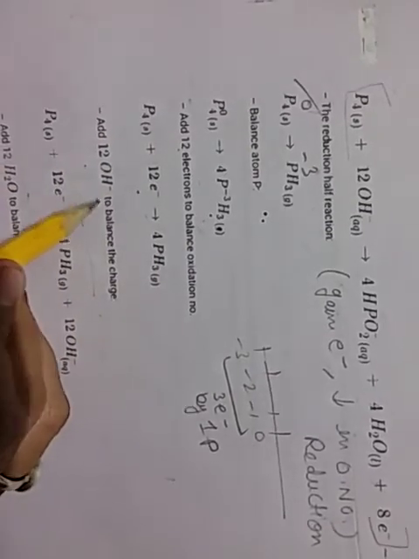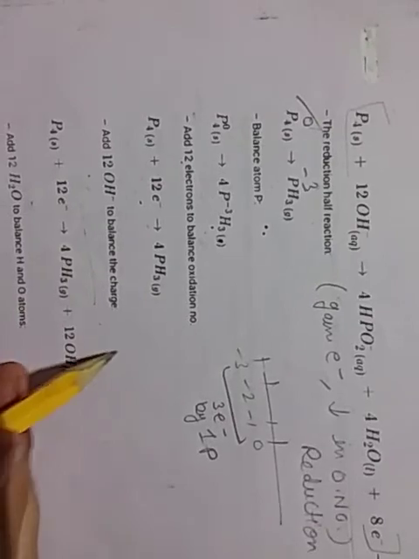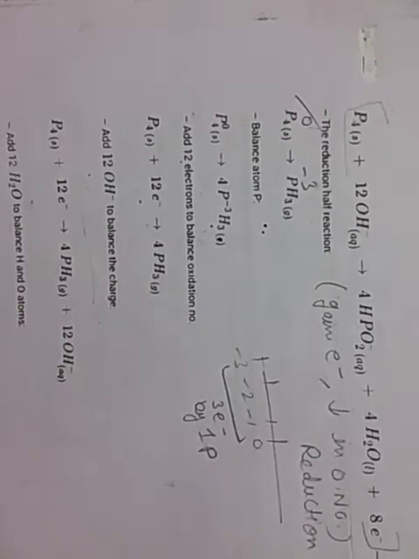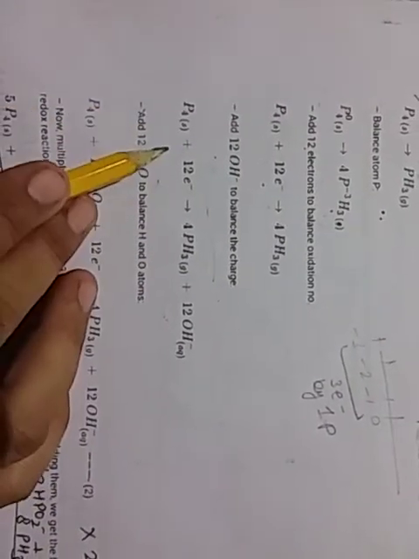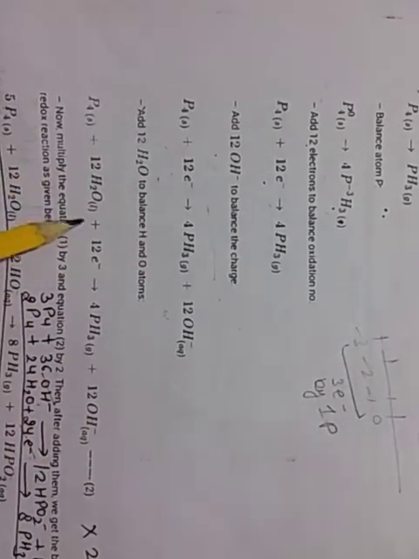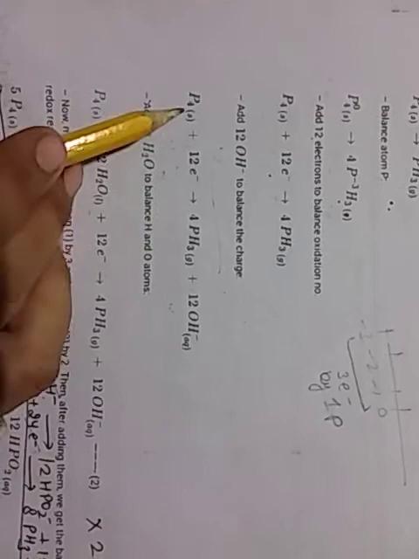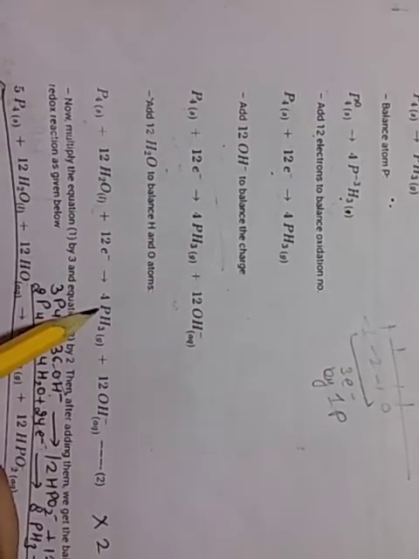Then balancing hydrogen and oxygen: on the right hand side we add 12 OH minus, and to balance the hydrogen and oxygen we add 12 water molecules on the left hand side. So P4 plus 12 H2O plus 12 electrons converts into 4 PH3 plus 12 OH minus. This is equation number two.